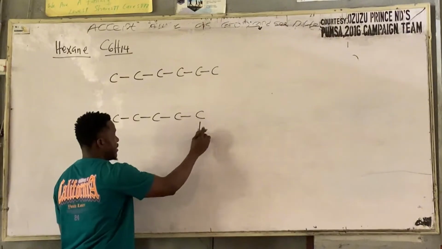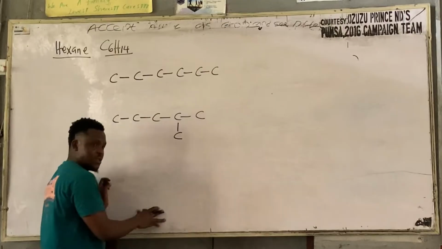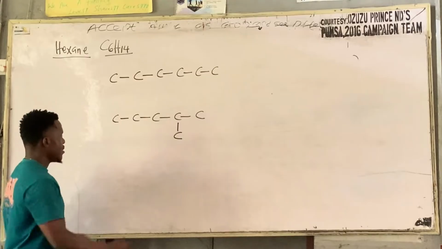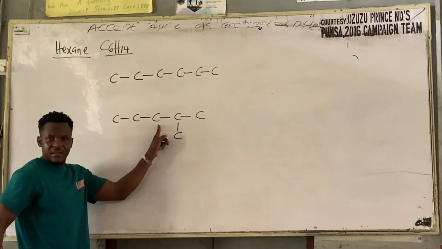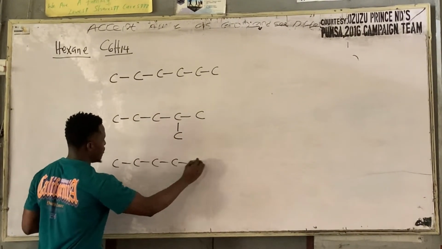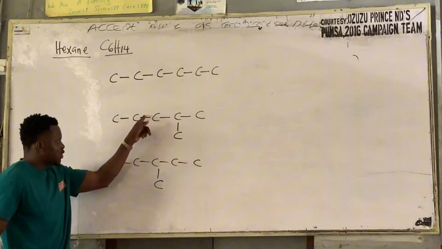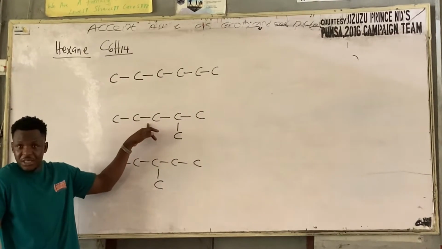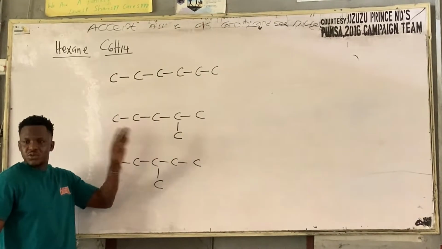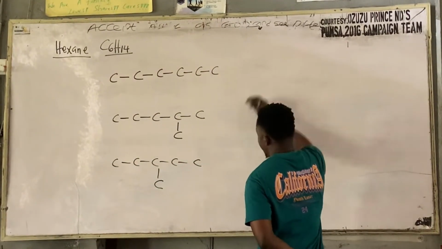If I put the methyl group here, I'm going back to the straight chain. However, if I put it here, I have a new isomer. Now if I put this group here, I'm actually going to get something new. On a 5 carbon chain, I can only get 2 of these. I can't get any other one on the 5 carbon chain. If I put this group here, I'm coming back to this one. So I'm going to use the 4 carbon chain.